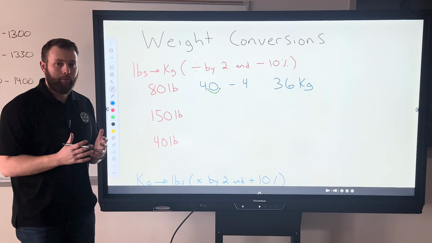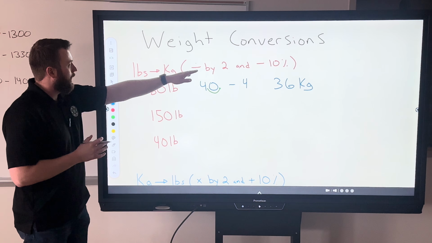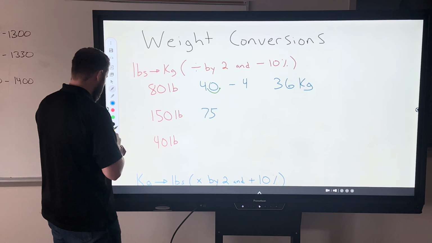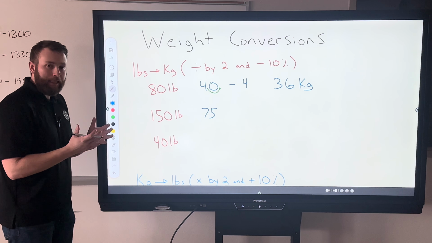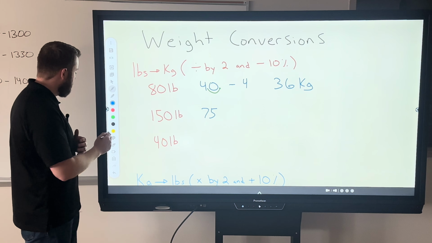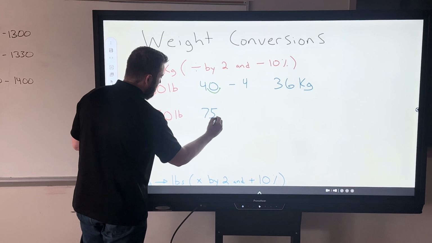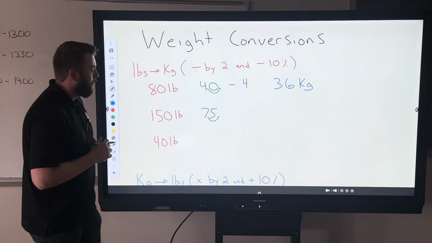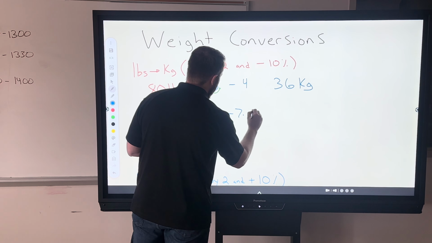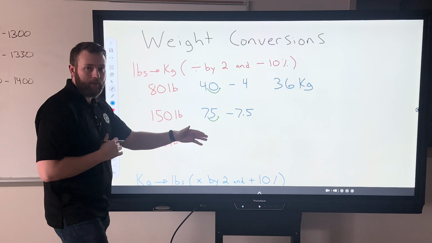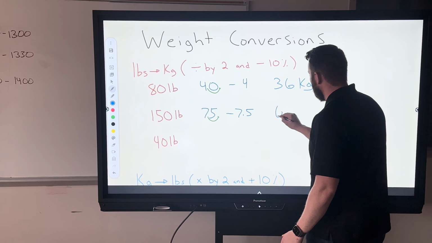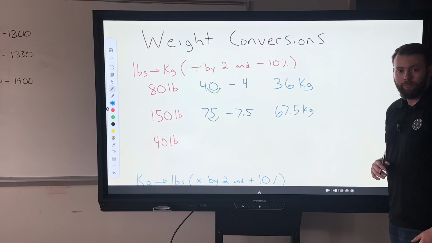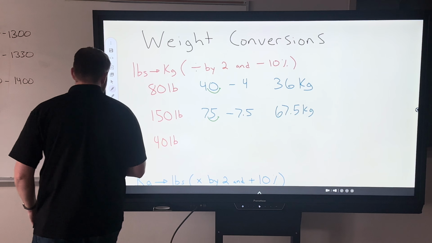Let's do one more example. Say I have a 150-pound patient. First step here is to divide by 2. That should give me 75. Right. Once I've divided by 2, I need to determine what 10% of 75 is by moving the decimal place one place to the left. So I will subtract 7.5 from 75, and that should give me 67.5 kilograms.